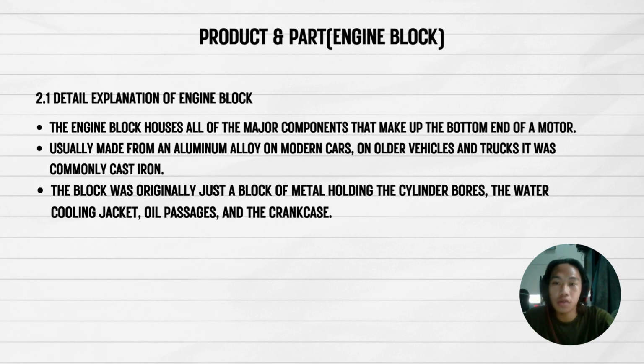The block, which is also known as a cylinder block, is where the crankshaft spins and the pistons move up and down in the cylinder bores, followed by the fuel combustion. On some engine designs, it also holds a camshaft, usually made from aluminum alloy on modern cars.